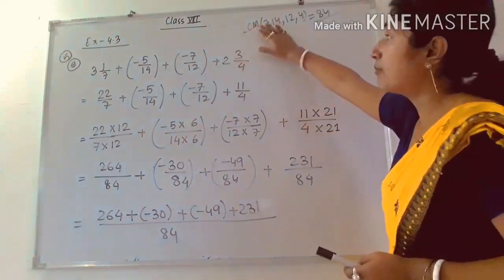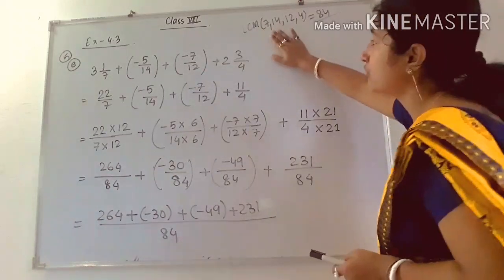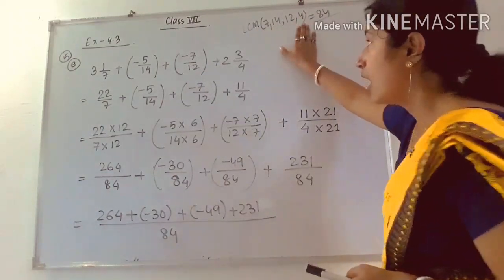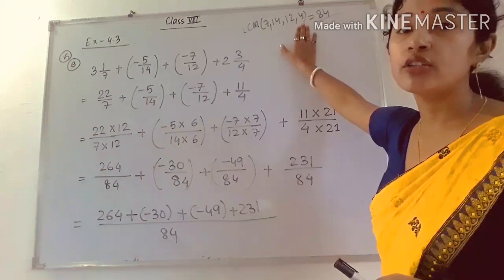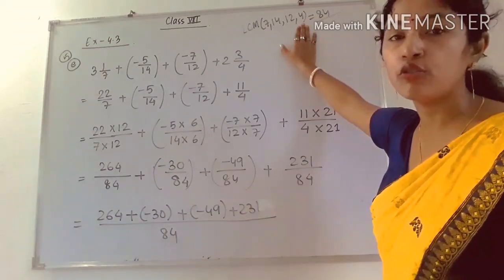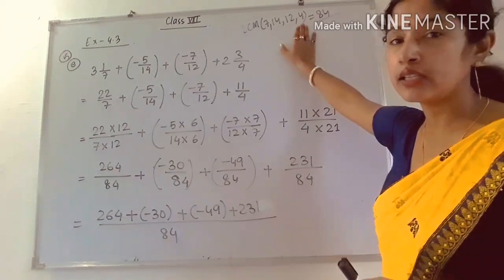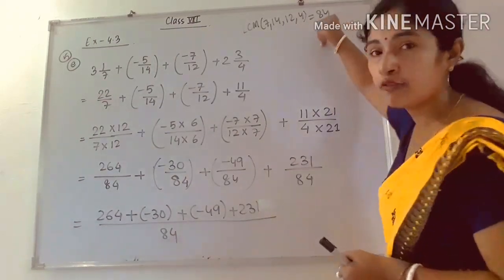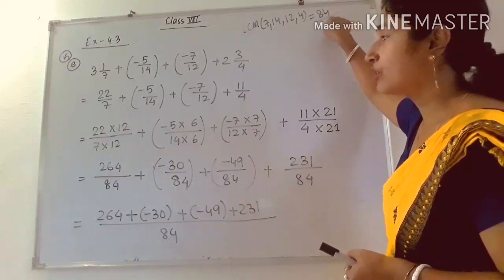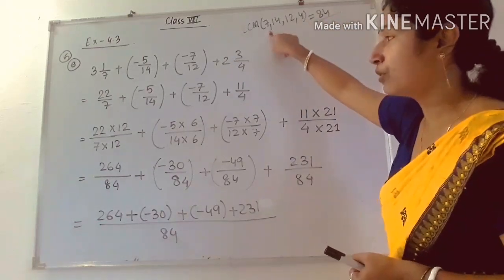So first of all I am finding the LCM of 7, 14, 12 and 4 by using the prime factorization method. There are many methods, you know how to find the LCM. In rough work you can easily find the LCM of these numbers and you will get 84. Okay, so 84 is the LCM of these four numbers.